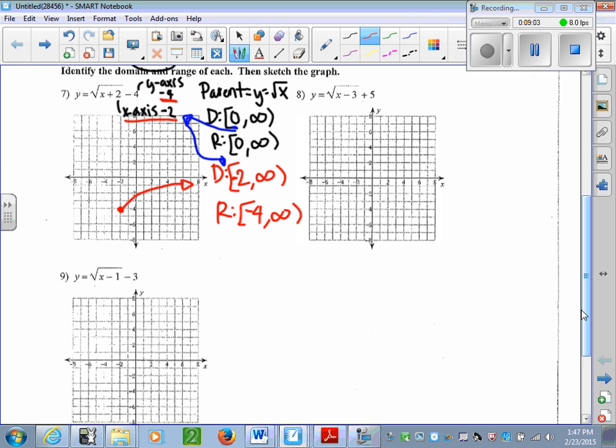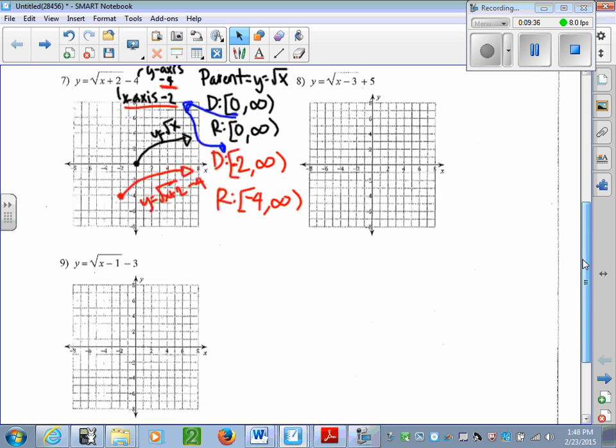Okay, the parent function, remember for square root graphs, looks like this. So this one is y equals square root of x, and the red line is y equals square root of x plus 2, then minus 4. Okay? Alright, so let's just do it on our calculator again.